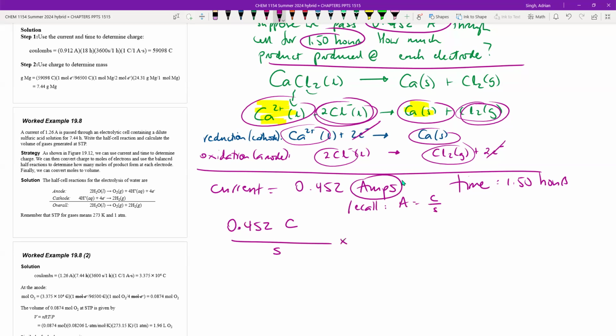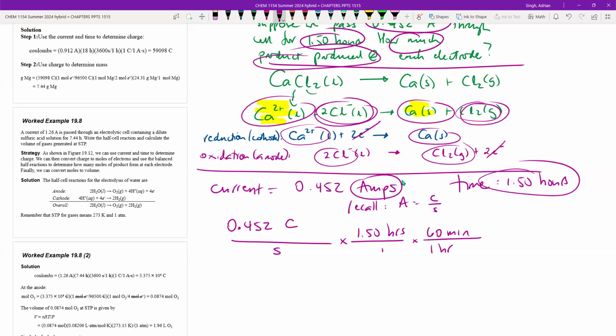Now, we want to end up with how much of the product, so we want to get rid of the seconds. How do we get rid of the seconds? We can cancel them out. We have 1.50 hours. How many seconds are in an hour? I don't know that off the top of my head, but I know that for every hour, there's 60 minutes, and every minute, there's 60 seconds. The minutes go away, hours go away, seconds go away.